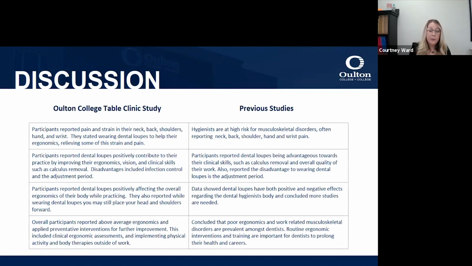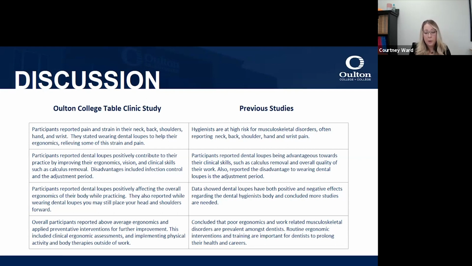Many similarities do exist between our study respondents and those of previously conducted studies that we had a look at. So there are positives and negatives based on dental loops, involving things more positive, such as improved ergonomics, improved vision, and clinical skill. One of our studies did specify that calculus removal and the caliber of work was also increased. Disadvantages would include infection control, which is now even more based on COVID and those new protocols, and the adjustment period.